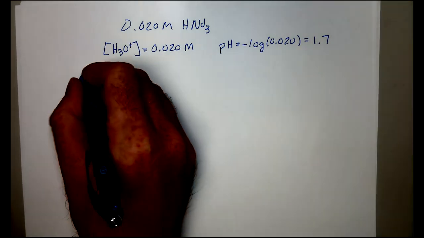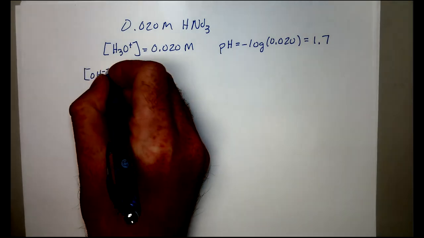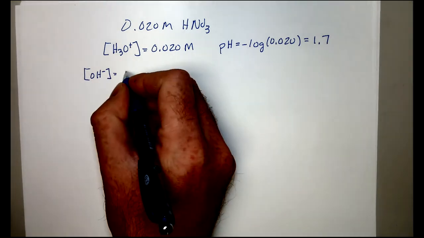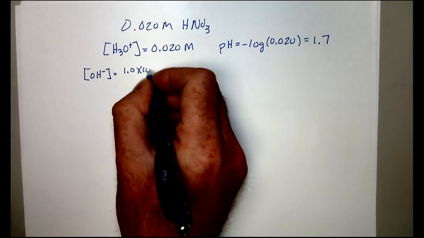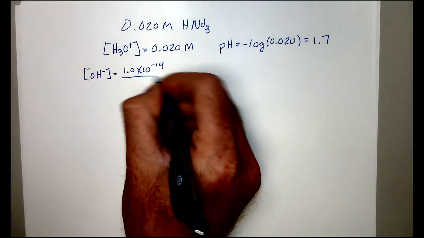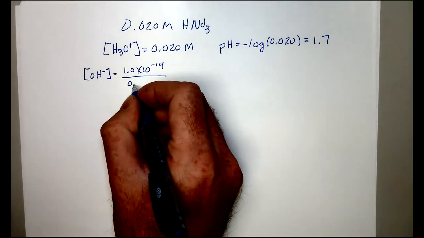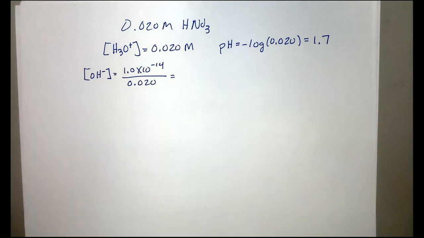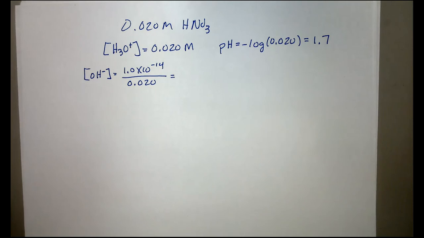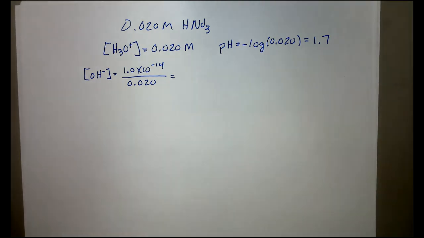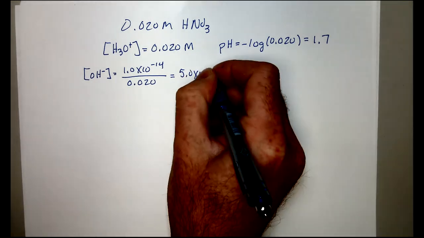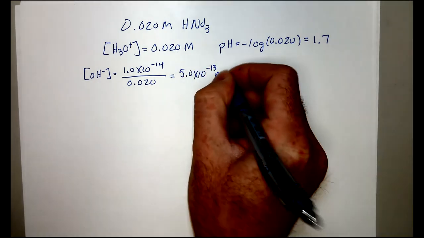Hydroxide ion, as we've mentioned from the Kw presentation, is going to be 1.0 times 10 to the negative 14th divided by 0.020. So run that through our calculator, and it's going to be 5.0 times 10 to the negative 13th molar.